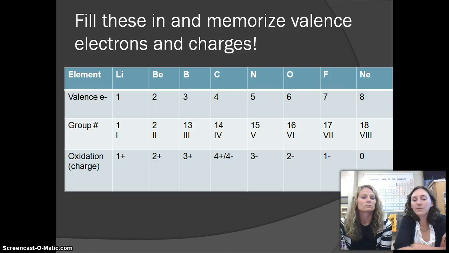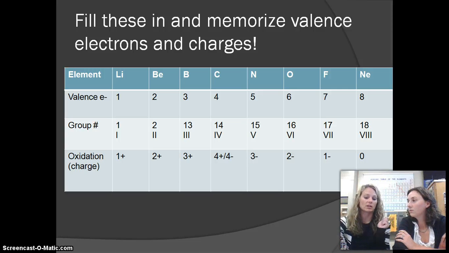Your group numbers, I put in groups 1 through 18, and then I also put in your Roman numerals. You may notice you've got Roman numerals, and they say either A or B. It just depends on the periodic table that you're going to be using. We'll discuss the difference between the 2 periodic tables that you're using, the giant one and the little colored one that we gave you, so that we can see where the Roman numerals are, if it's an A, if it's a B, what those need to be, and how we're going to use those.